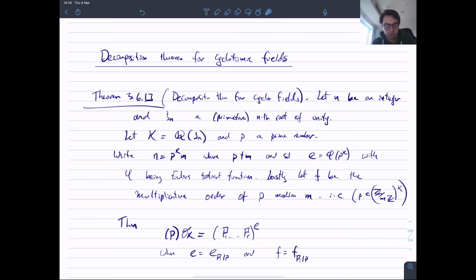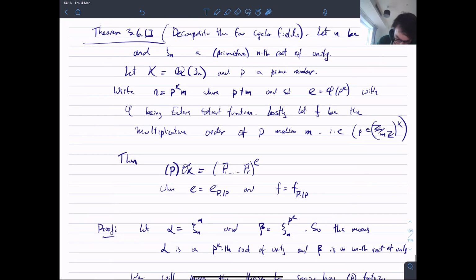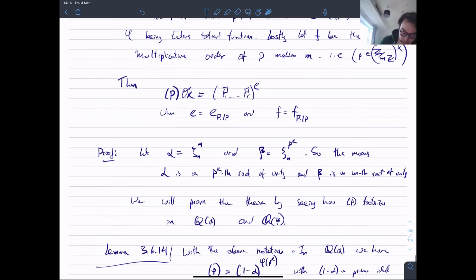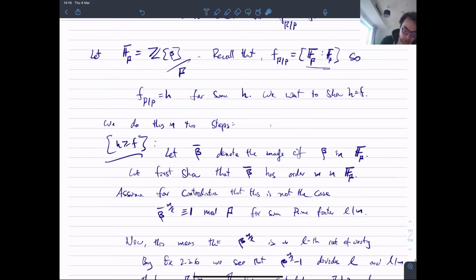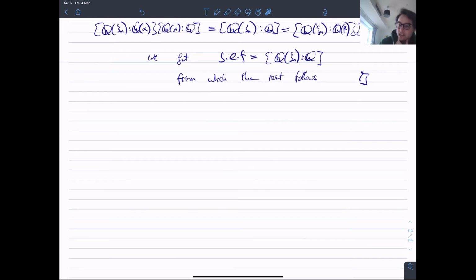Well, I look at the number n, which is my field. I write it as p^k times m, where p doesn't divide m. And then I just calculate these two numbers, e, which is φ(p^k), and f, which is the order of p mod m. And then immediately I get that the factorization looks like this. I don't know what these prime ideals are, but at least I know what their ramification and residue degrees are. So let's do an example of this, so we can somehow see this in action.